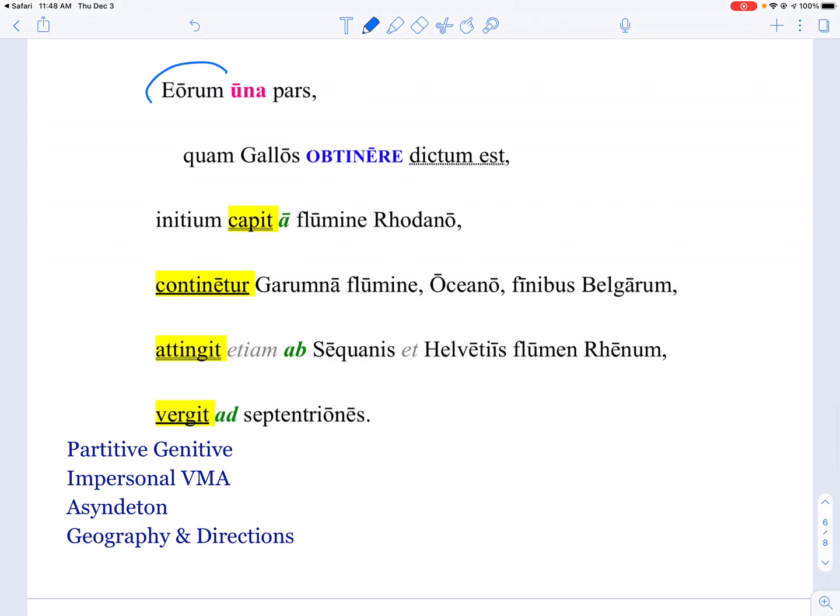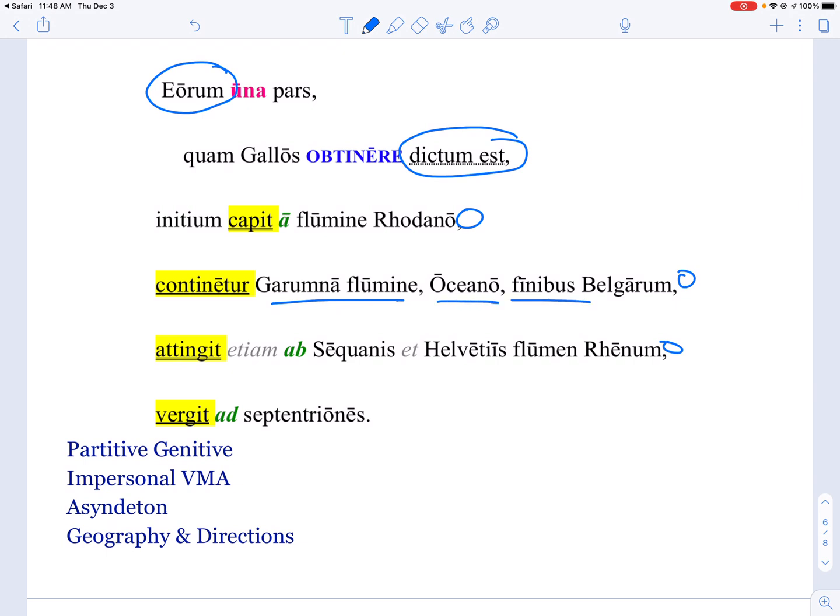Here's another partitive genitive starting a sentence. Of these, one part. So of the things that were mentioned up above, one part. He will use impersonal verbs a decent amount, especially as verbs of mental activity in indirect statement, so watch out for that. Here's another example of asyndeton. We've got no conjunctions between these verb phrases, and here's another tricolon as well.